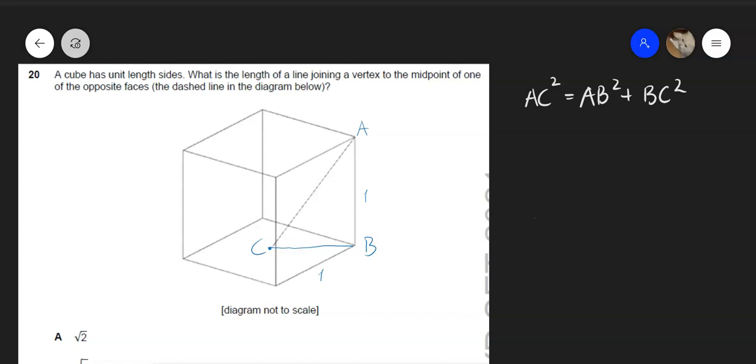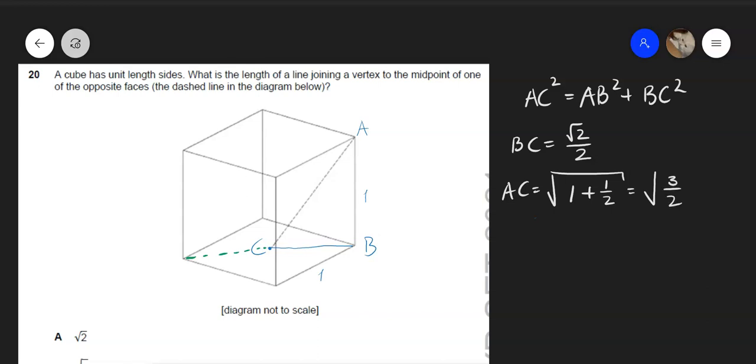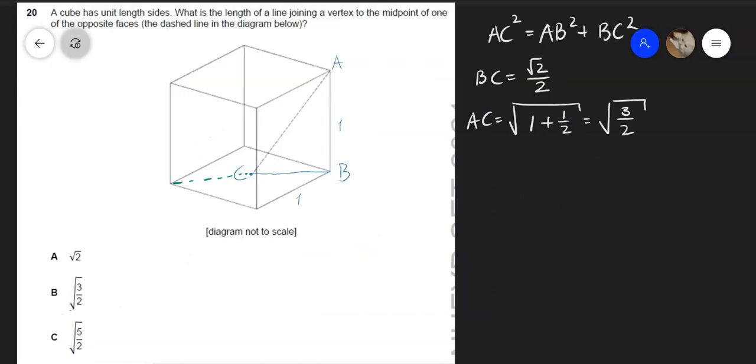AB squared is equal to 1, and BC is half of the diagonal of the square. The diagonal of the square will be root 2, so BC will be root 2 over 2. Therefore, AC equals square root of 1 plus BC squared, that's 2 over 4 or a half. And this is square root of 3 over 2. This corresponds to option B.